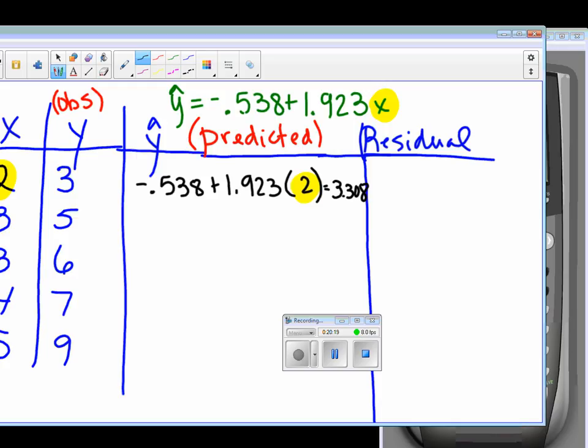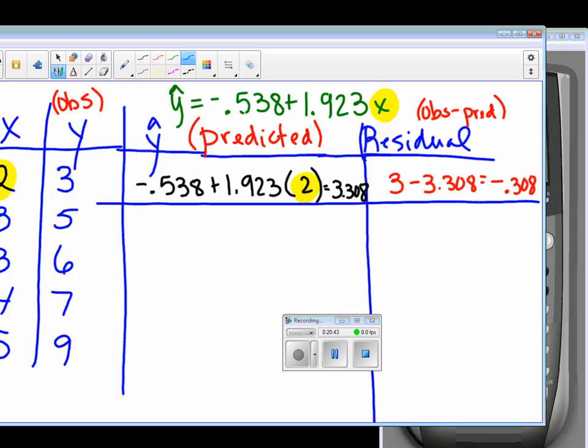To find the actual residual, if you remember, it's your observed value minus your predicted value. So in our case, it's going to be 3 minus 3.308, or we're going to get negative 0.308. It's the observed value minus the predicted values. That's the very first residual. Now I'm going to find the second one.